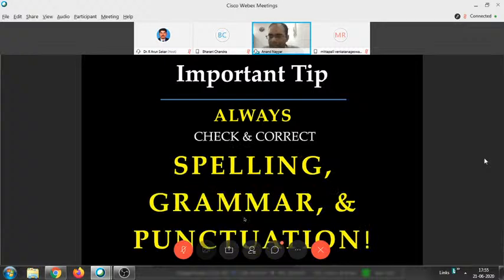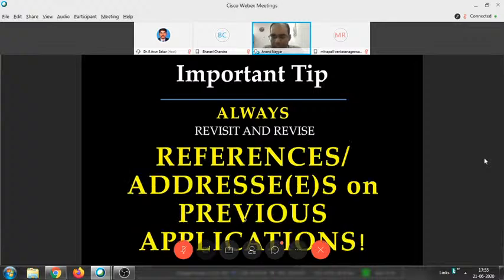Always check the spelling, grammar, and punctuation, because even in the teaching and research statement, when I evaluate a person, I find lots of mistakes there. Always have good references, everybody. Make sure that if you're applying for a good position, at least the person should have a respectable and decent position. Sometimes we see that you're applying for assistant professor and your references are also assistant professors.